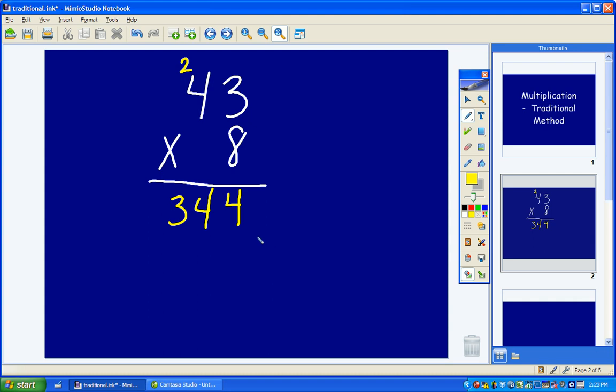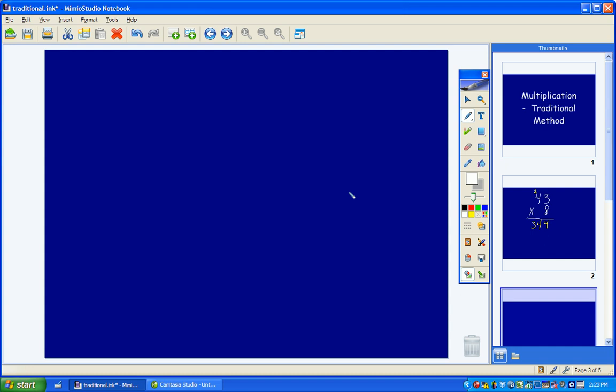This same process is repeated over and over and over, whether you're multiplying by a 1-digit number, a 2-digit number, or whatever. So we're going to do a few more to practice. We're going to do a 2-digit by 2-digit now. And we'll do 37 times 86.